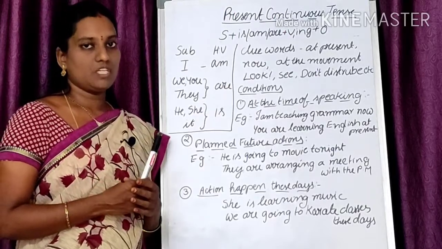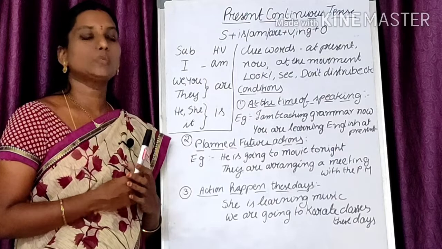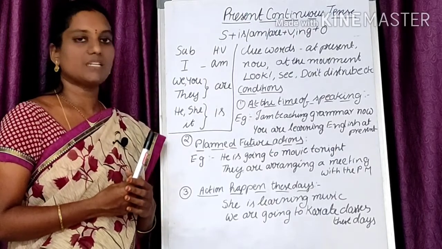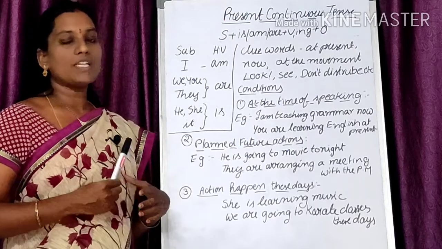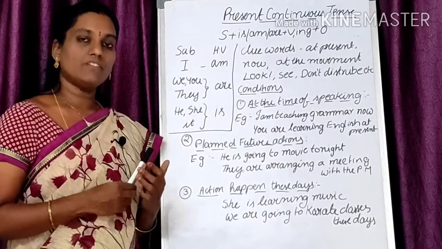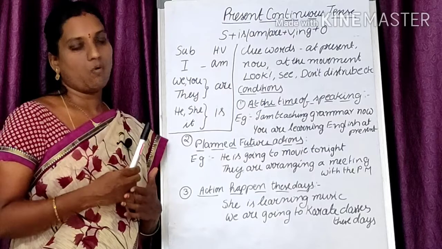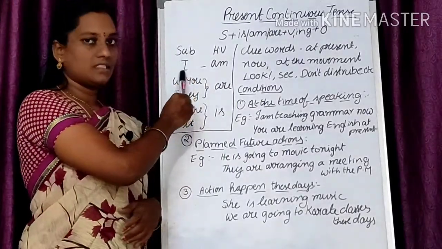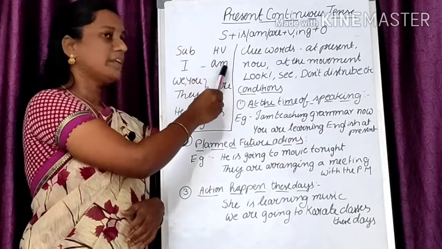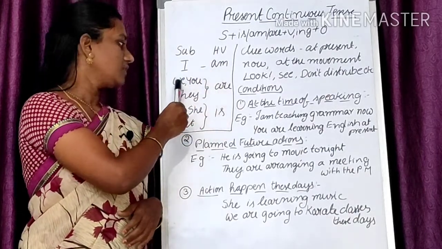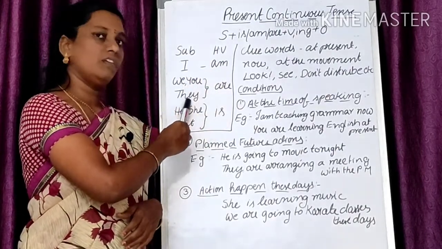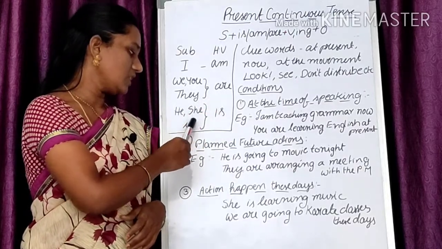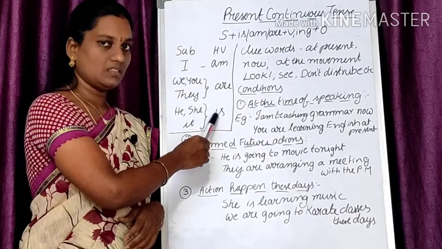What is the subject? Subject is nothing but the doer of the action. Who does the action in the sentence becomes the subject. So what are the helping verbs, and for which subject we will use what helping verb, we will see now. Subject I: for I we will use the helping verb am. For the subjects we, you, they we will use are. For the subjects he, she, it we will use is.